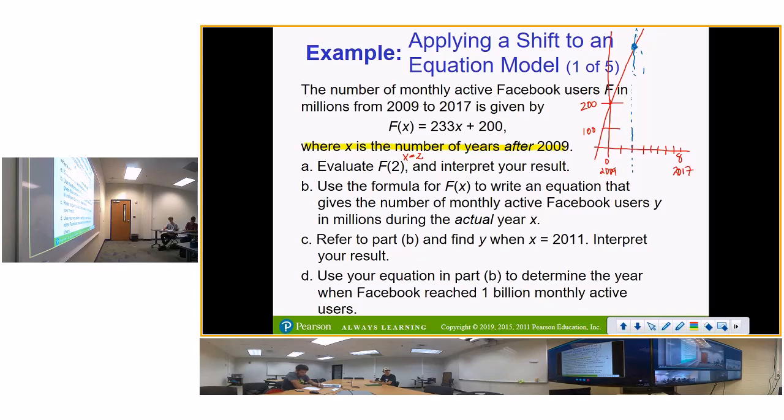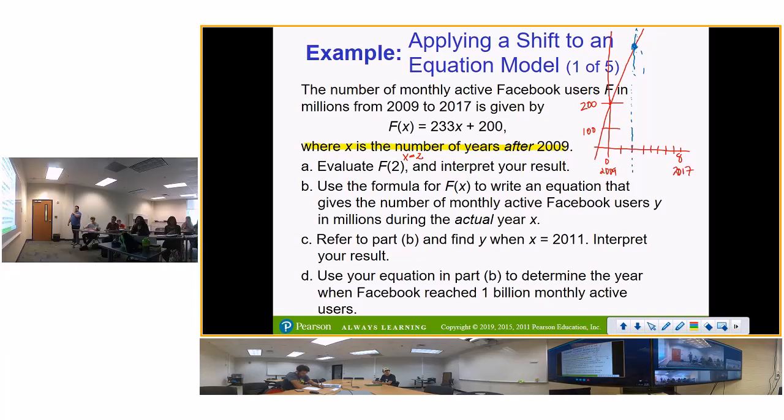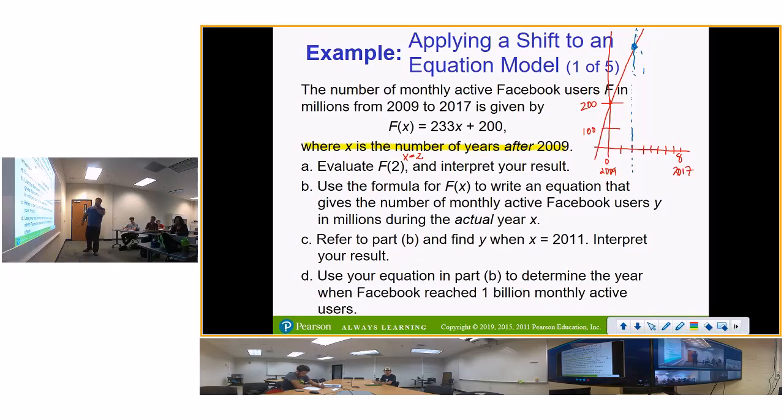Use the formula to write an equation that gives the number of monthly active Facebook users y in millions. I don't understand what B is asking. I don't either. Use the formula for f of x. That's what we're using to write an equation. I don't understand. We do have the equation. I must be reading something wrong. Refer to part B and find x at 2011. Where's 2011? That's what we just did. Am I missing something here?